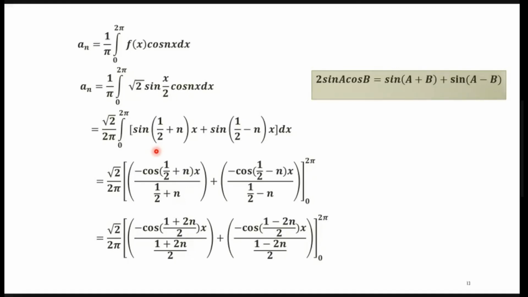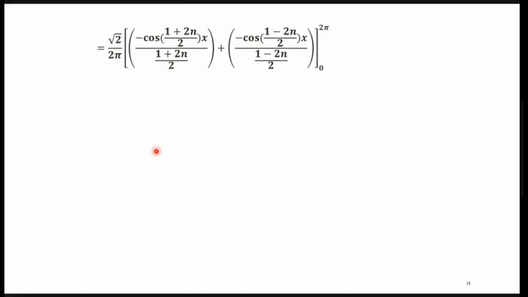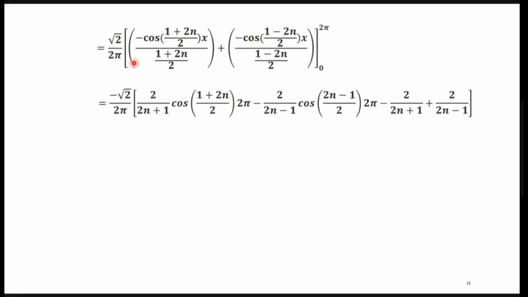ओके, next step, मैंने यहाँ पे पहले minus sign बाहर निकाला है, तो -√2/π आ जाएगा, और जो denominator का part है, मतलब 1 plus 2n/2 को मैंने 2/2n plus 1 लिख दिया है, इसको 2/2n minus 1 लिखा है. तो 2/2 minus 2n minus 1 लिखना है तो एक minus sign बाहर निकालना पड़ेगा. So that minus sign I have it here.